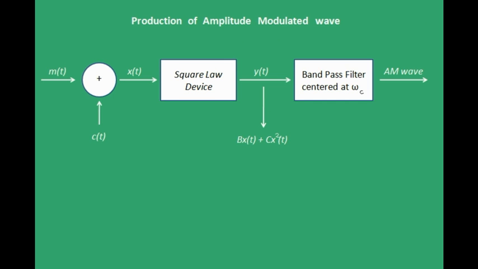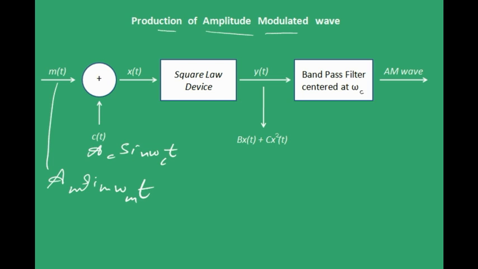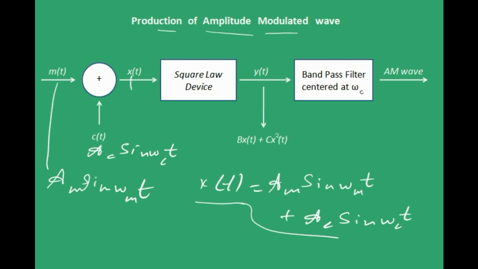Let us see how an amplitude modulated wave is produced. First of all, you need to give this modulating signal, right? m of t, say this one is Am sine omega m t, and you have to combine it with your carrier wave, that is Ac sine omega c t. So when these both are added, you are going to get x of t. That will be Am sine omega m t plus Ac sine omega c t, right? Okay, let me write that also. Better is better. So this will be the x of t, the combination of m of t and c of t.